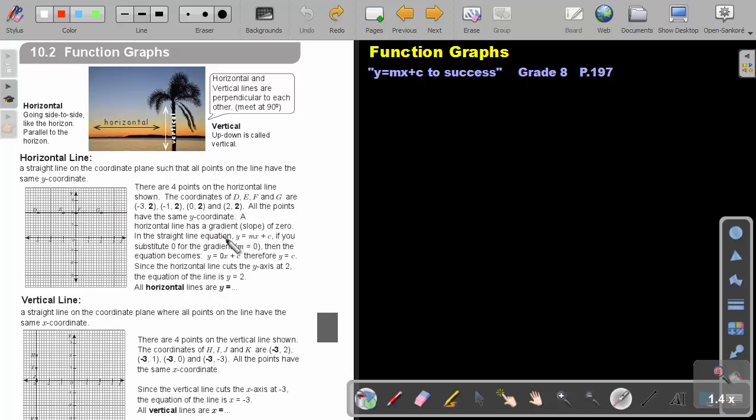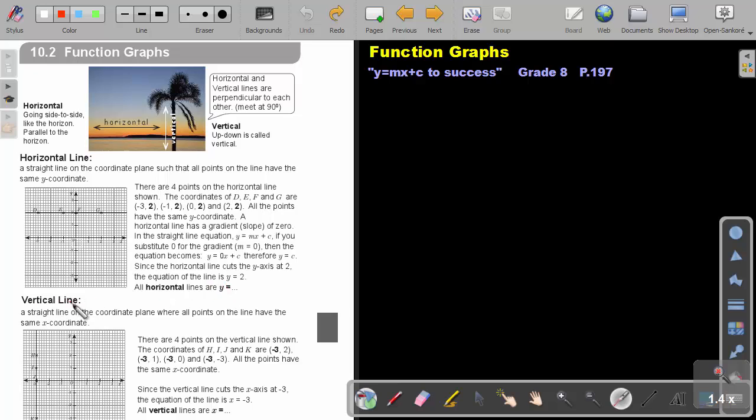In the straight line equation, y equals mx plus c, if you substitute 0 for the gradient, then the equation becomes y equals 0x plus c. Therefore, this cancels out, so it's only y equals c. Since the horizontal line cuts the y-axis at 2, the equation of the line is y equals 2. All horizontal lines are y equals. Always remember, if it cuts the y-axis, then it's y equals.